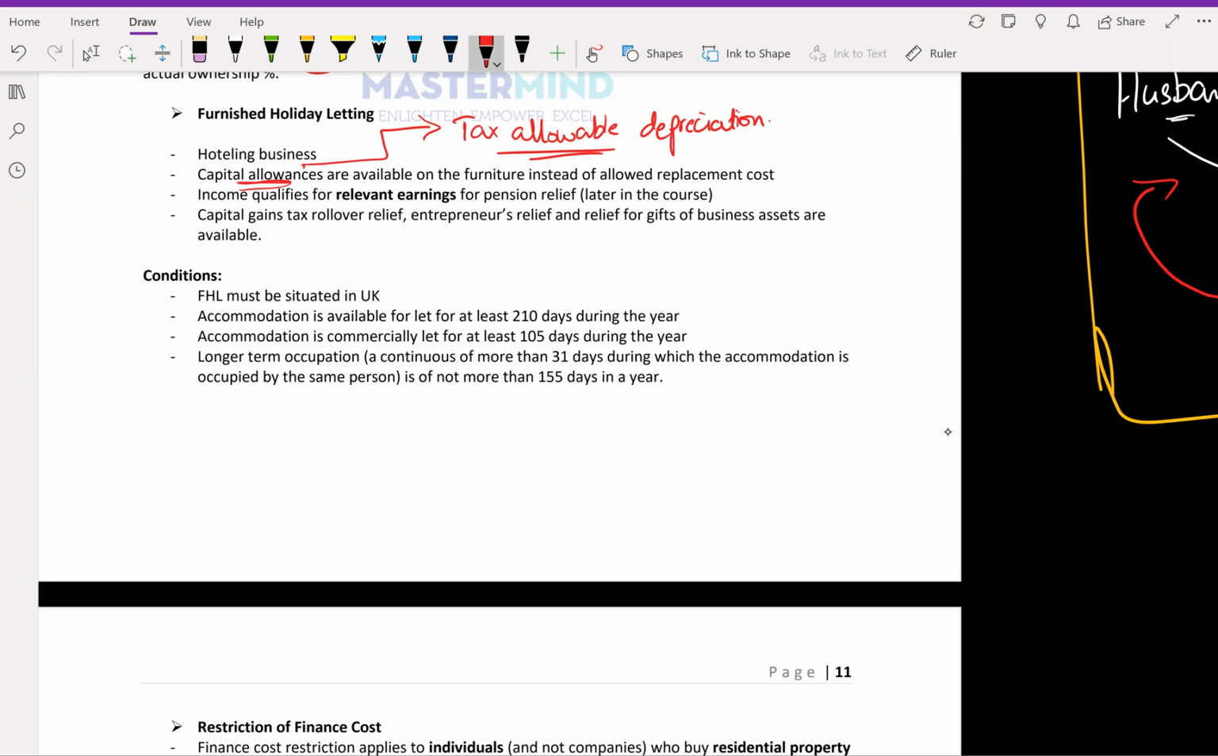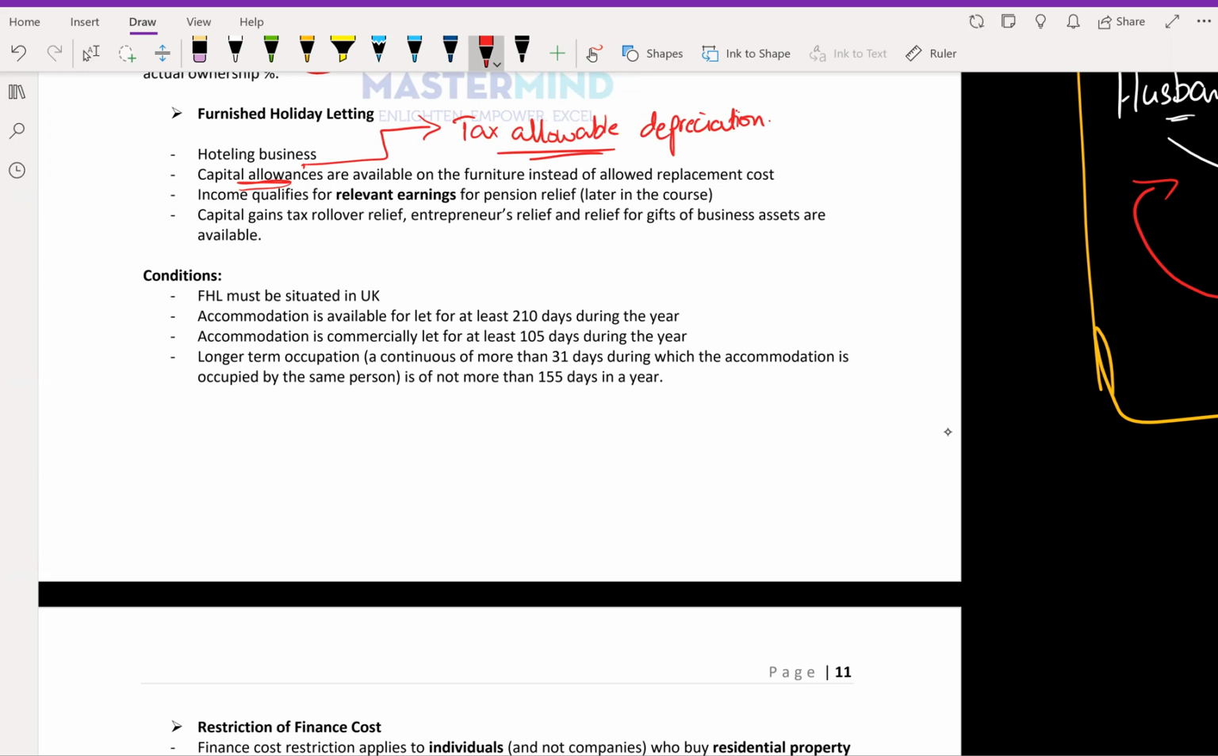Income qualifies for relevant earnings, which I'll tell you when we study pension. Capital gains tax, rollover, entrepreneurs relief. Entrepreneurs relief, the name has basically changed now. All right. So I'll tell you when we study the relevant topics of capital gains tax.